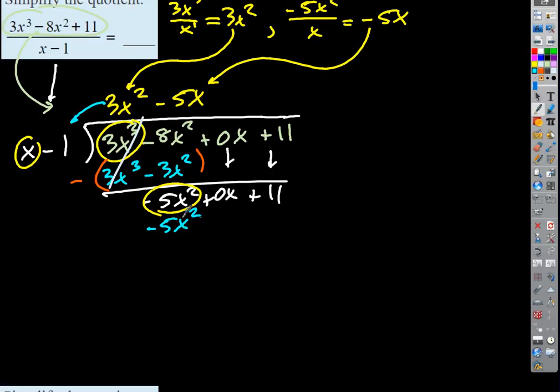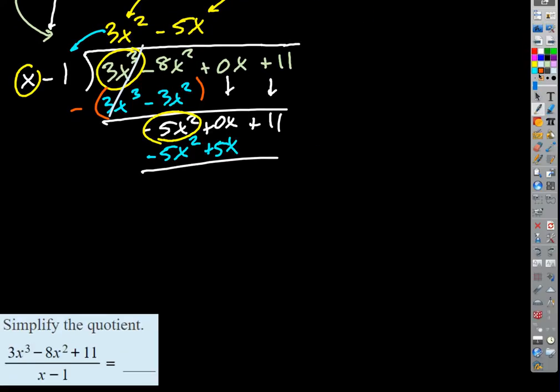negative 5x squared. And what do you know? Those will always be the same because we subtract, they've got to cancel. Negative 5x times negative 1. 5x. Okay, and we're going to subtract. I'm going to put the whole thing in parentheses and subtraction sign out front. So negative 5x squared minus negative 5x squared, well, of course, those are going to cancel, right? What's 0 minus 5x? Negative 5x. And then I bring down the 11, and I start over.